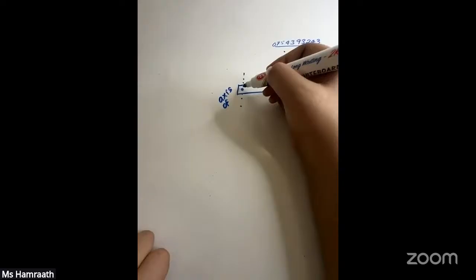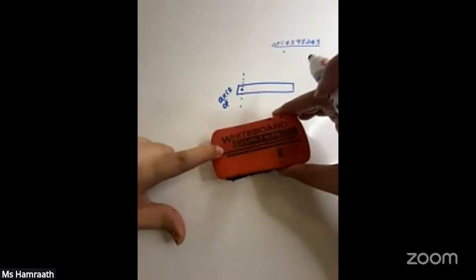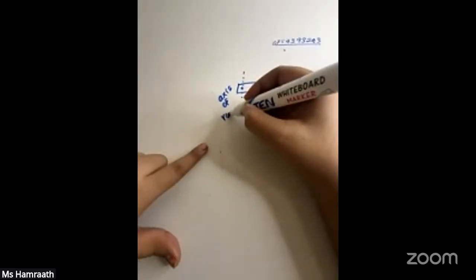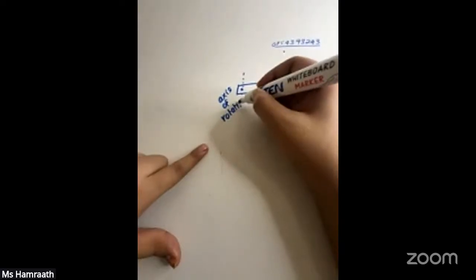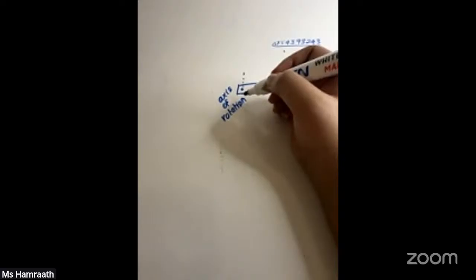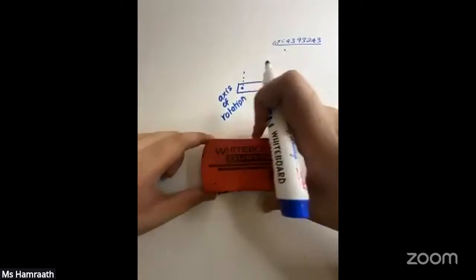Let's say this duster is fixed from here. That means you can swipe like this. You can open and close, but still this object is fixed at a point. So the point where it is fixed, we call the axis of rotation.